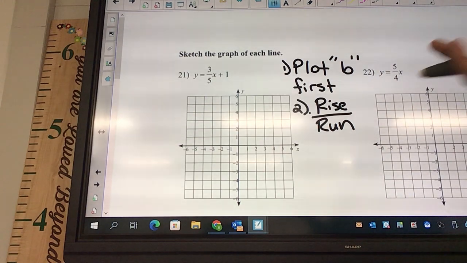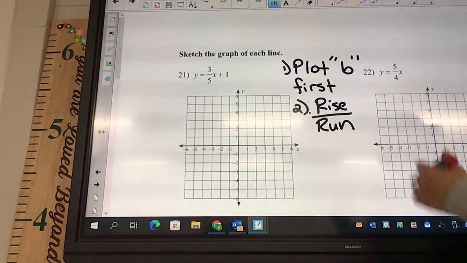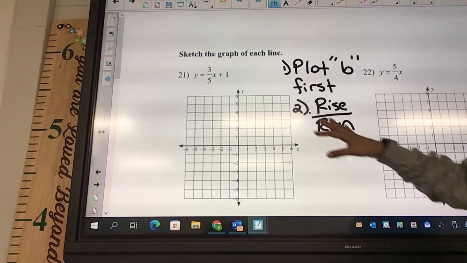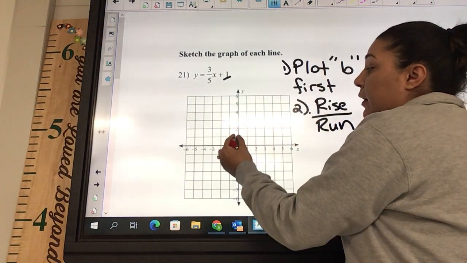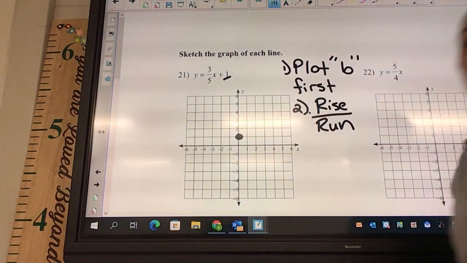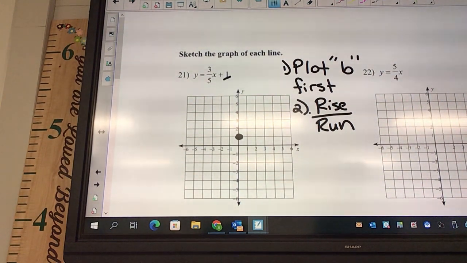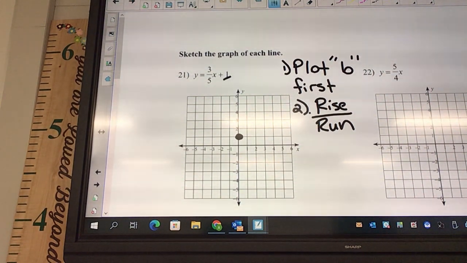If you can rise, sometimes you can't. So it's kind of hard too. So we're gonna plot the B first, and that's the y-intercept, and it's at 1. So go to the y line and plot the 1. Okay, now, before you even do the next part, you need to think if it's positive or negative.